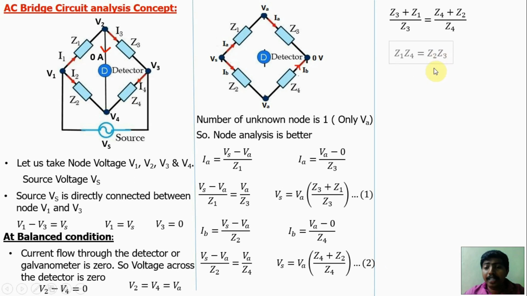We will get Z1 into Z4 is equal to Z2 into Z3. So opposite arm impedances Z1 and Z4, the product of opposite arm impedances is equal to the product of the other arm impedances. Here these are opposite, so Z1 into Z4, the other product Z3 into Z2. So we may conclude that at the balanced condition of the bridge, the product of opposite arm impedances is equal to the product of the other opposite arm impedances.